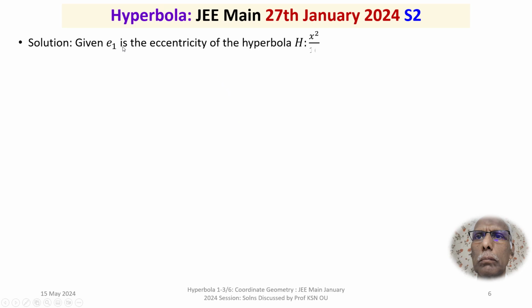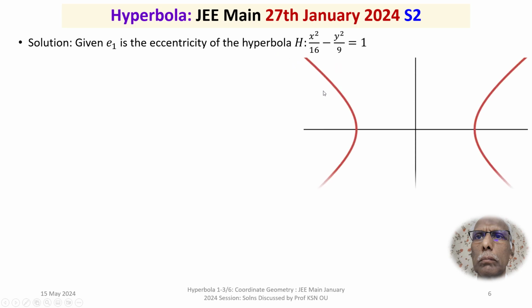We are given E1 is the eccentricity of the hyperbola denoted by H, given by x squared by 16 minus y squared by 9 is equal to 1. Here you have a square is equal to 16, that is a is equal to 4, b square is equal to 9, that is b is equal to 3 for this hyperbola. Right, this is our hyperbola.